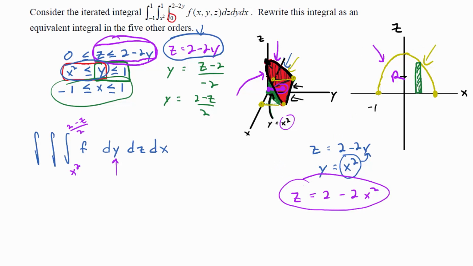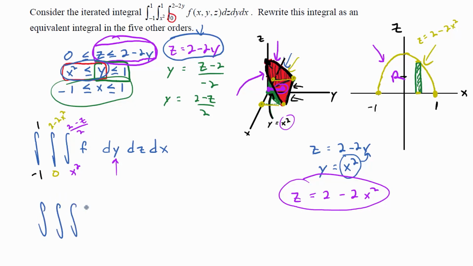This has to describe the curve in yellow, 2 minus 2x squared. That's z. So that's going to give you the top of the rectangle, and at the bottom of the rectangle is just 0. So we get 0 to 2 minus 2x squared. And then what does x run from? -1 to 1. Okay? The other one you get is almost free. There's not a whole lot of work to do.